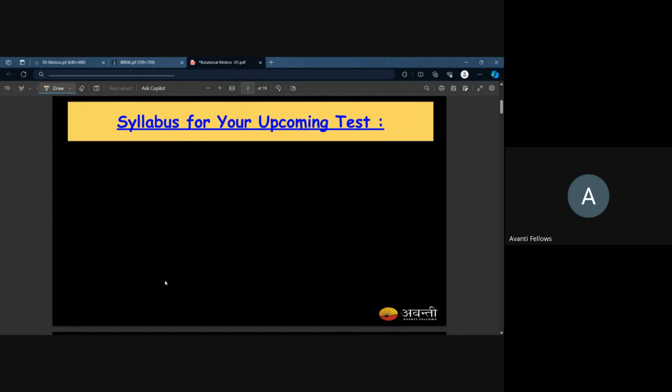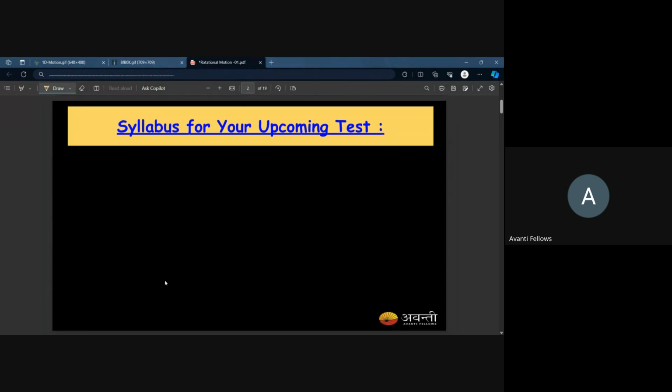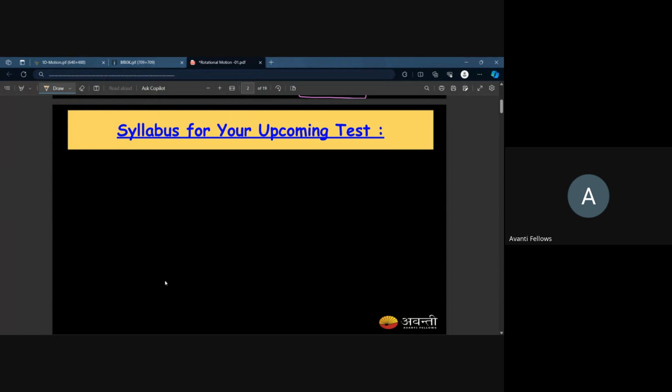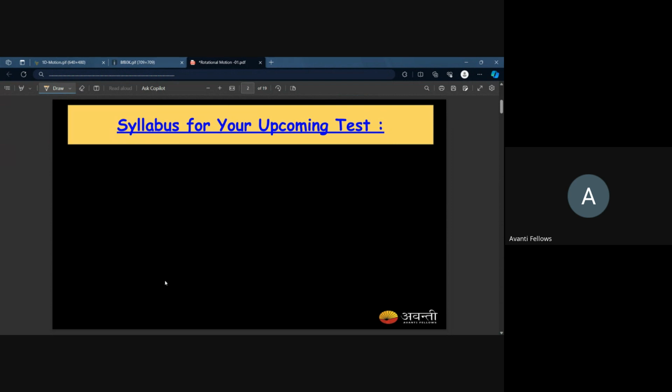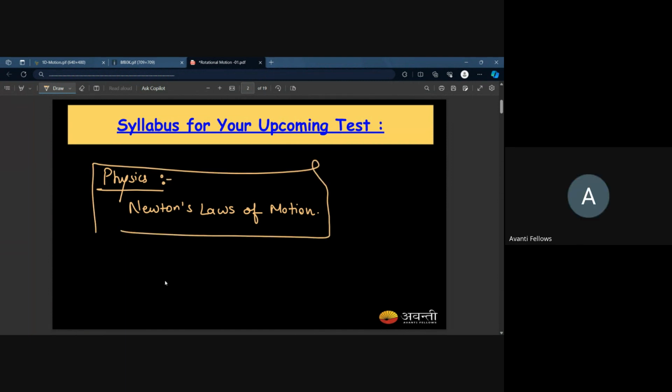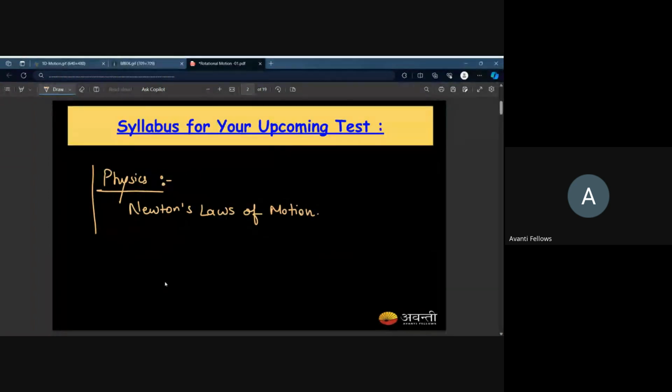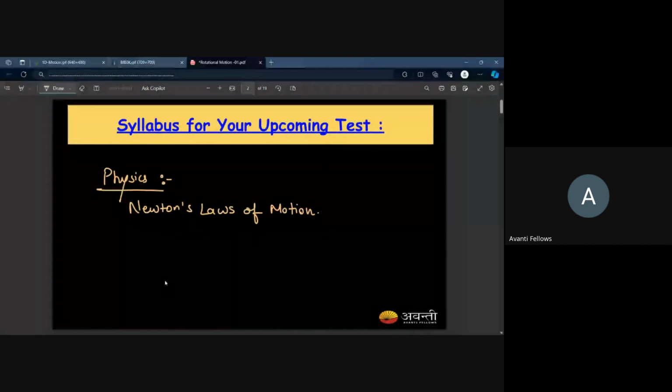This is something that I want to share. I think your next test would be on 21st of Jan. You will get confirmation about the test in your WhatsApp group. Just for the time being, make sure you prepare Newton's laws of motion for this one. This is your physics syllabus. Is that okay? Yes, ma'am. Cool. So make sure that you take care.